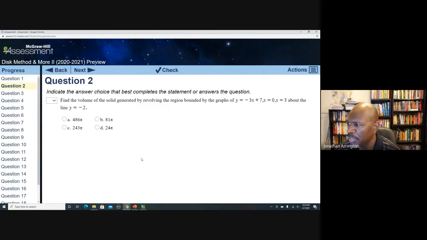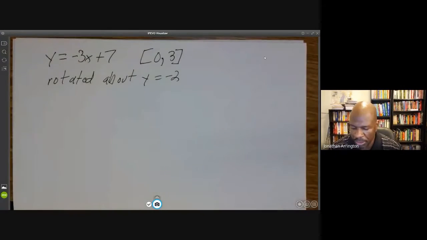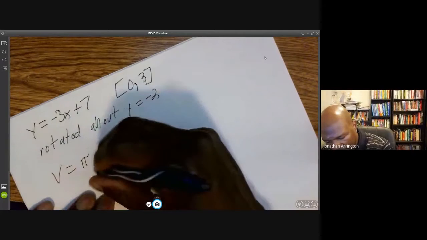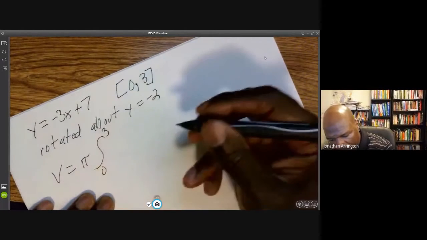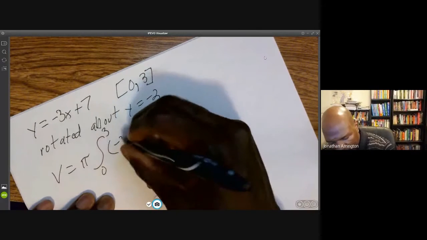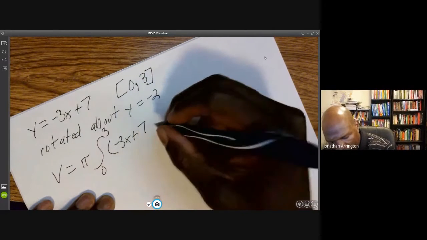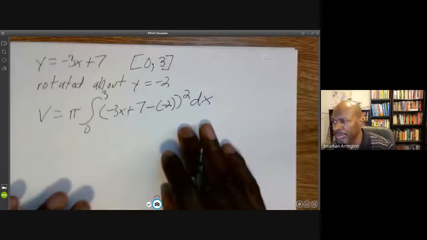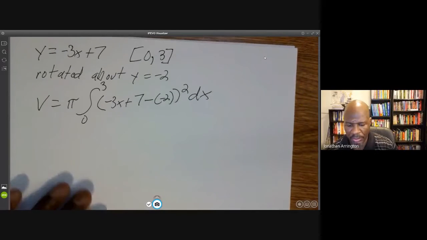All right, so in this example, find the volume of the solid generated by revolving the region bounded by the graphs of y equals negative 3x plus 7, x equals 0, x equals 3, about the line y equals negative 2. All right, let's dig into this. So here's the situation at hand. The volume is going to be pi times the integral from 0 to 3 of negative 3x plus 7 minus negative 2, squared, dx.